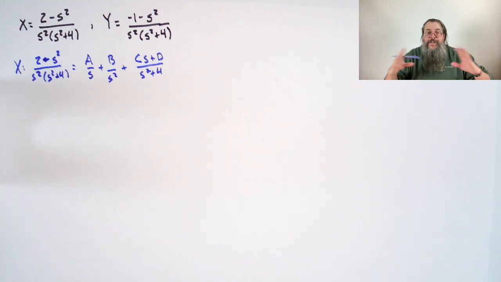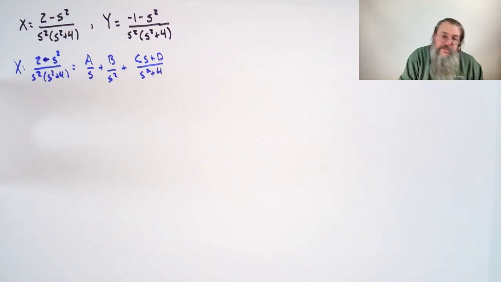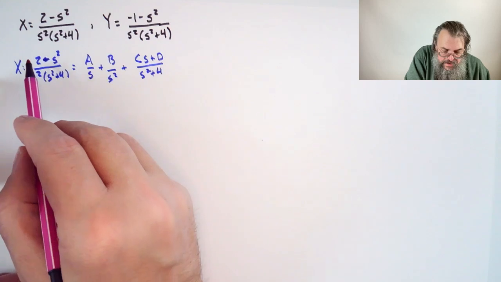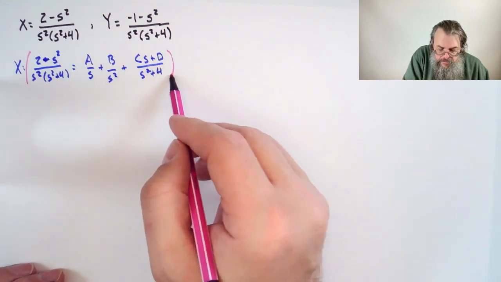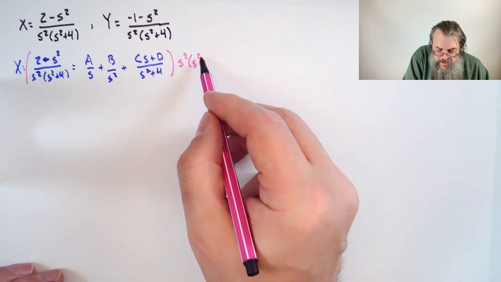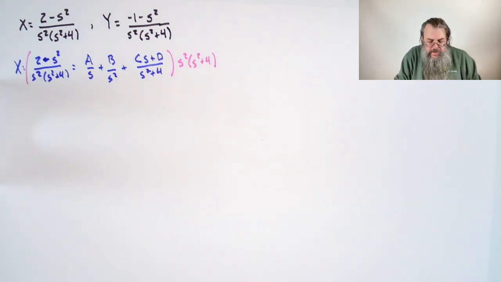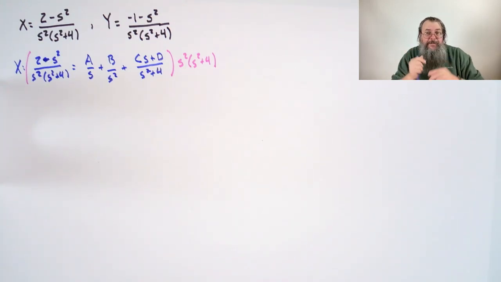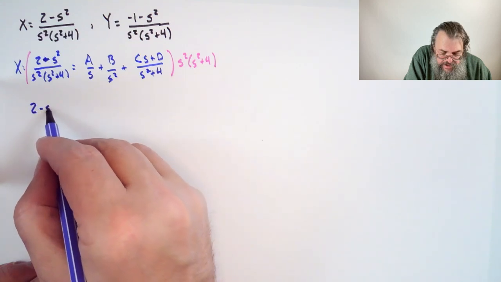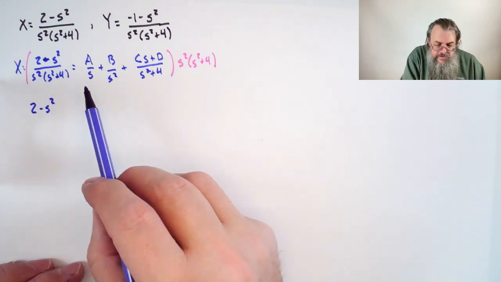Okay, so clear our denominators, right? Because that's always the process for partial fractions. So we do that. Let's multiply here: s squared times s squared plus 4. And when we do that, what will we end up with? This one might be a little bit more subtle than things we've done in the past, so it's good to go ahead and take our time, enjoy the process.